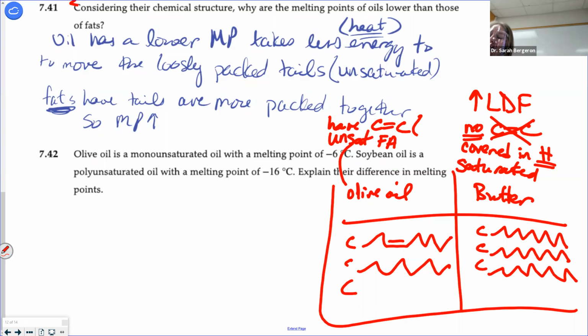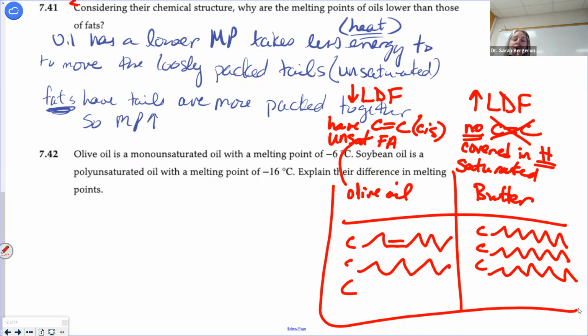These are typically cis, right? Remember we said that all naturally occurring things have cis carbon-carbon double bonds. The trans fats are the ones that we make in industry. So we have less London dispersion forces because of those carbon-carbon double bonds. They just can't pack together as tightly.